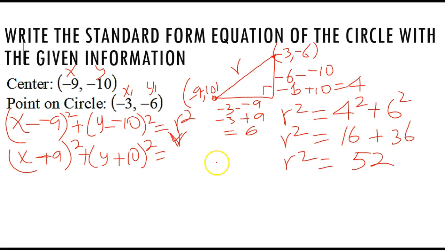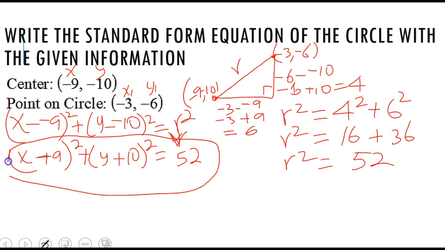Now, since in our equation what we need is r squared, we already have r squared, so we don't really need to simplify more to get r. We just plug in the r squared, which is 52. That's what we have. Okay, and that's it. That would be the equation.